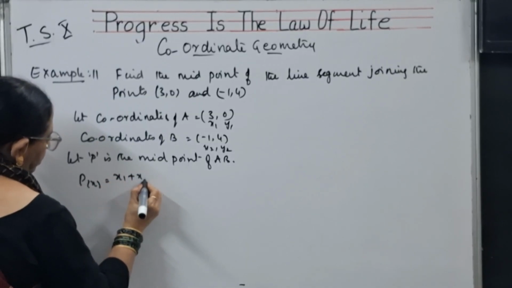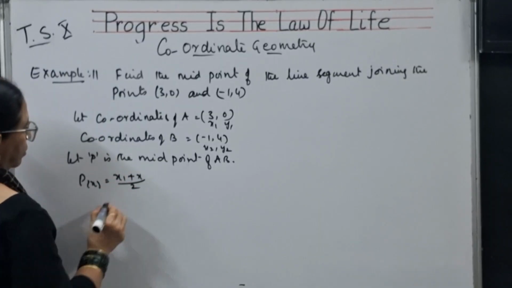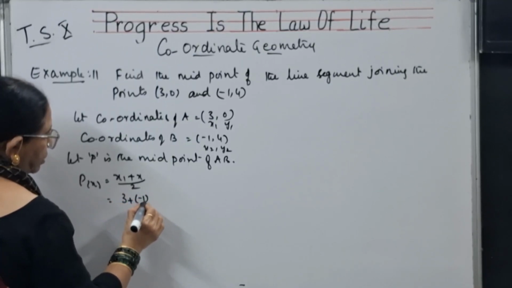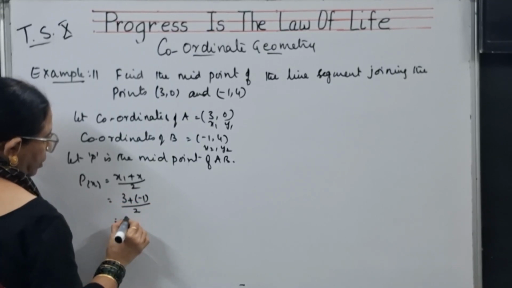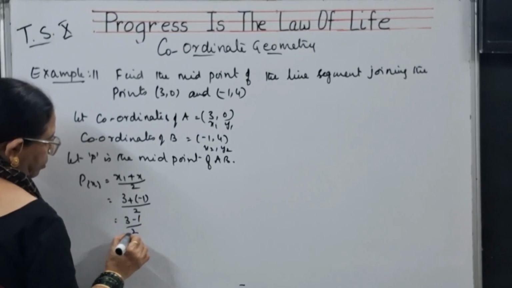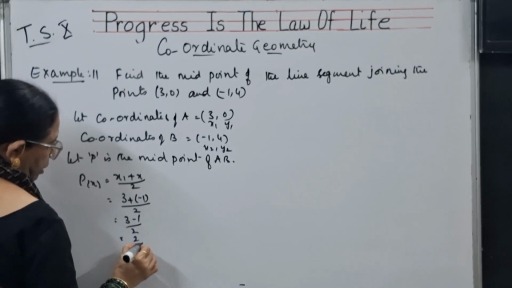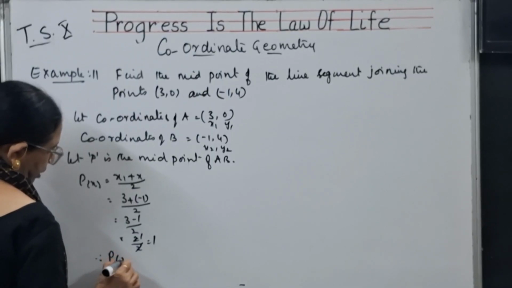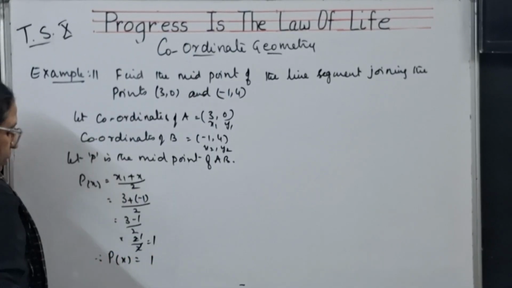Then what is P of x? x1 plus x2 by 2. That is equal to x1 is 3 plus x2 is minus 1 by 2. 3 minus 1 by 2, 2 by 2, that is equal to 1. Therefore, P of x is equal to 1.